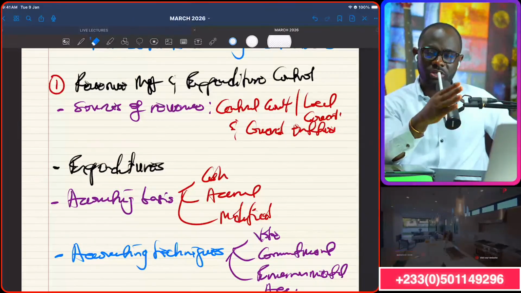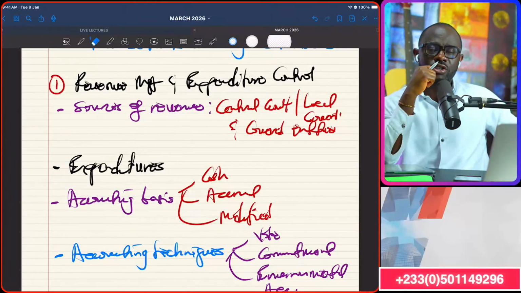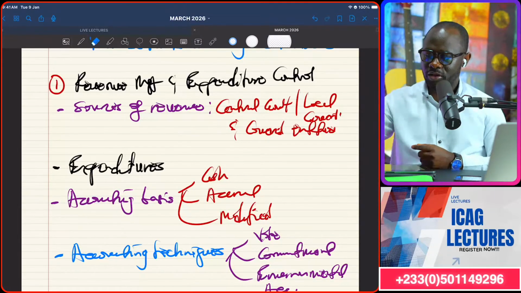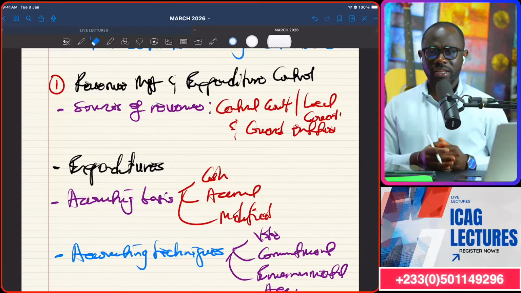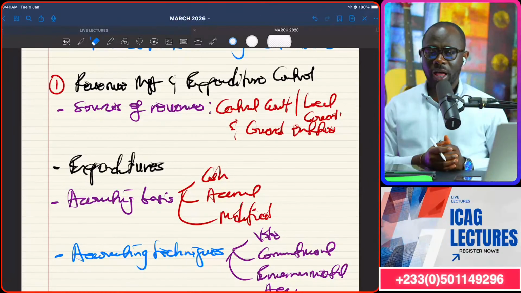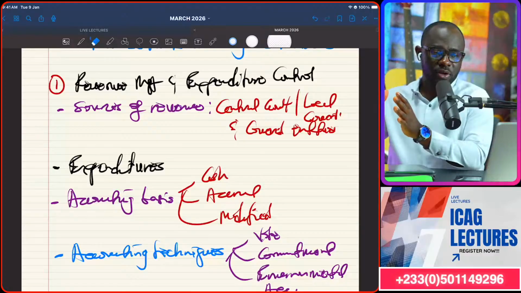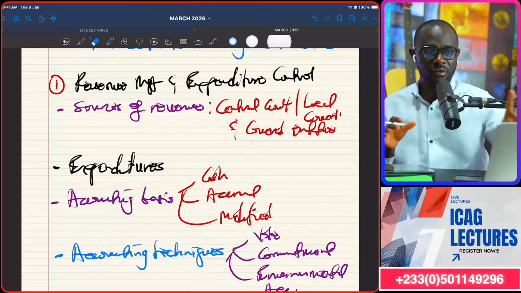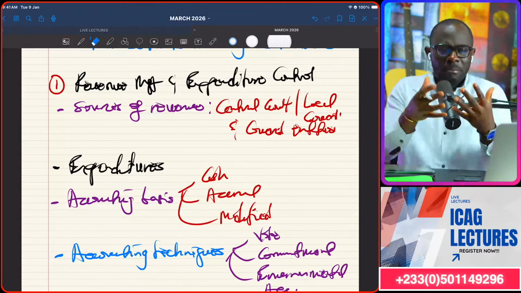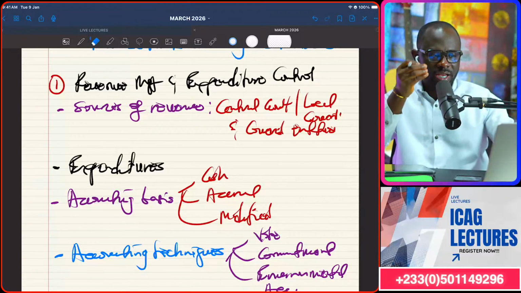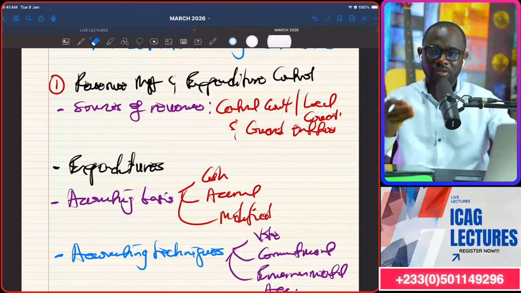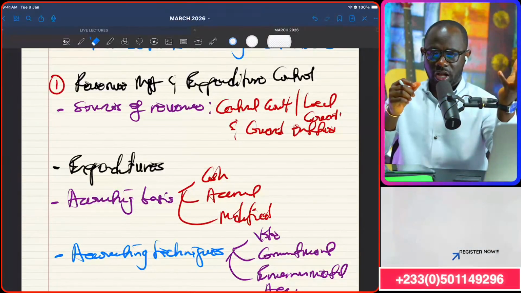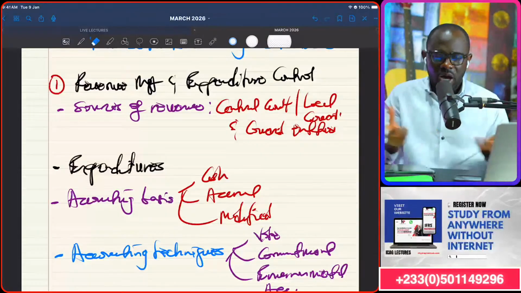Now, there are other skirmishes there that you must understand, like issues in respect of the control mechanisms that government put in place in respect of how they control expenditure, and the measures they put in place to control the revenue that they are generating. All of those things will be part of revenue management and expenditure control. But thematically, to optimize our chances of passing the public sector accounting and finance examination, you must know the sources of revenue to the central government, to the local government, and to other covered entities.